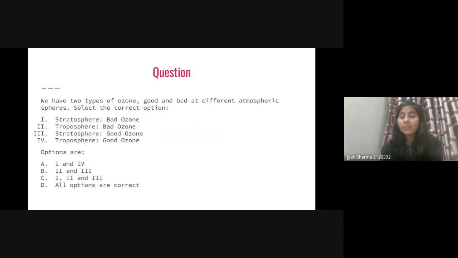Okay, so this question is related to ozone layer depletion. So we have two types of ozone, right? One is good and the second is bad. And these two types of ozone are in different atmospheric spheres. So you have to tell me which one is the good and which one is the bad, and where it is present. Okay, so you can take your time.